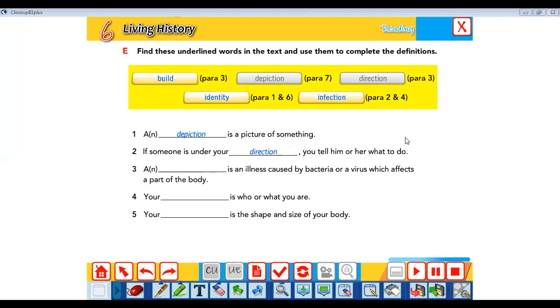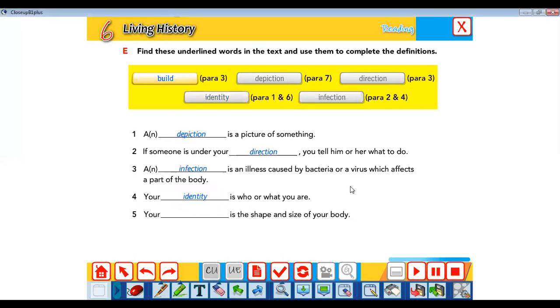By the way, we have studied these words together. Yes, Muhammad. Infection. Very good. Infection is an illness caused by bacteria or a virus that affects a part of the body. Thank you, Muhammad Husam. Number four, Noor Isam. Yes, Noor. It will be identity. Very good. Identity means who or what you are.